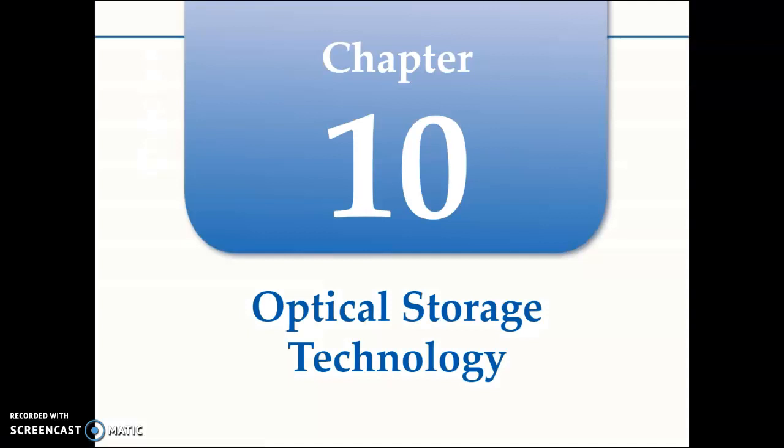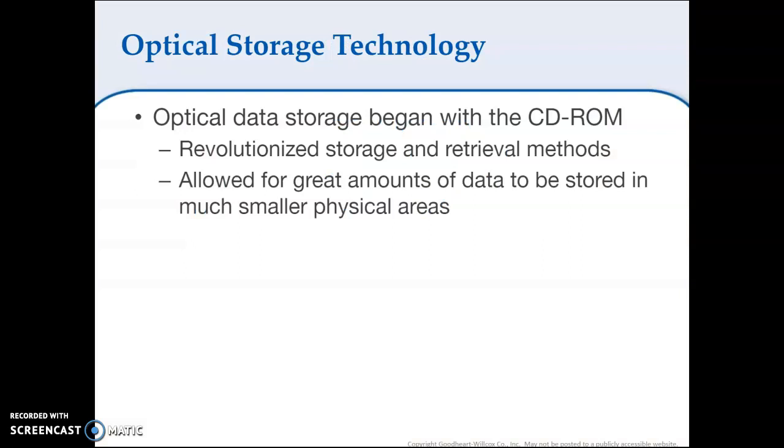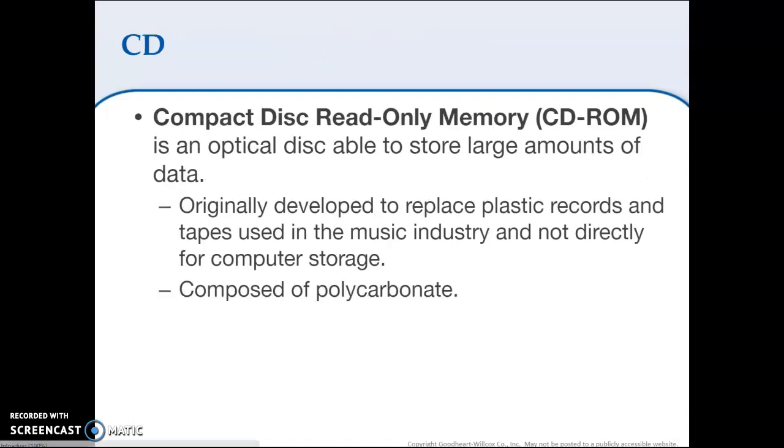Let's take a look at optical storage. So we've taken a look at magnetic storage devices, now let's take a look at optical storage. Optical storage began with the CD-ROM. Some computers don't even have CD-ROM drives anymore, but when it was first introduced, it revolutionized storage and retrieval methods. It allowed for great amounts of data to be stored in a much smaller physical area. So it was an advancement in the technology.